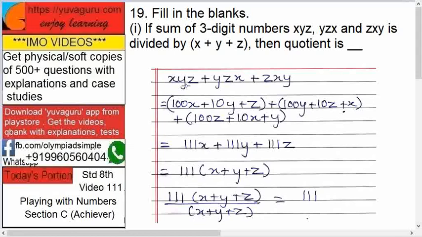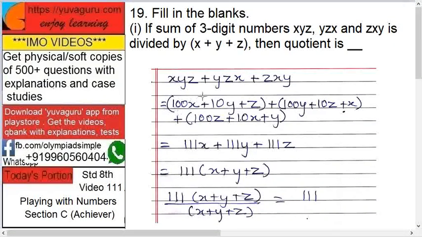Sum. So xyz plus yzx plus zxy. Now what is this number actually? These are 3 digits. It's like 125. So 125 means what? 1 is what? 100 into 1 plus 2 means what? 10 into 2. And 5 means what? 5 into 1. Right? That's the place value. We had studied that in some 3rd, 4th, 5th standards. That's called as a place value.